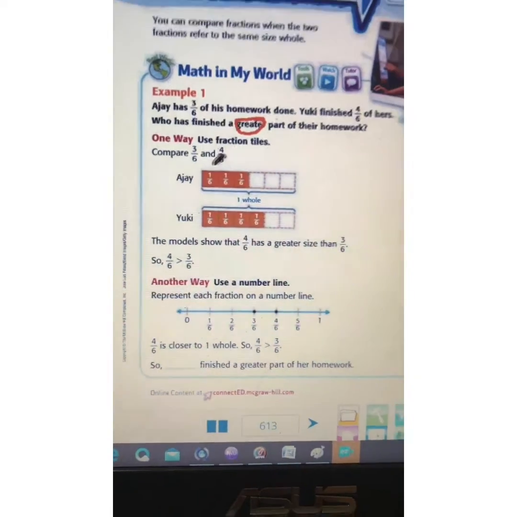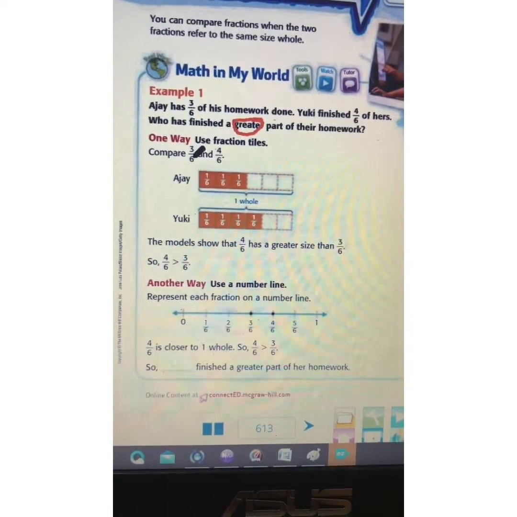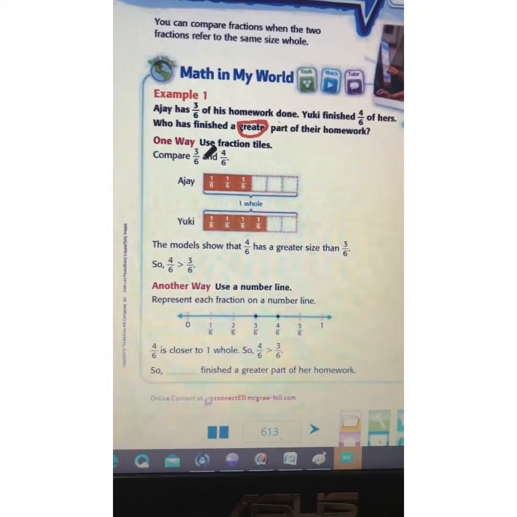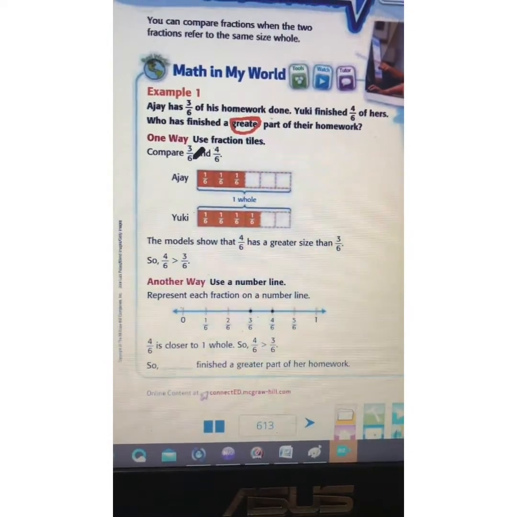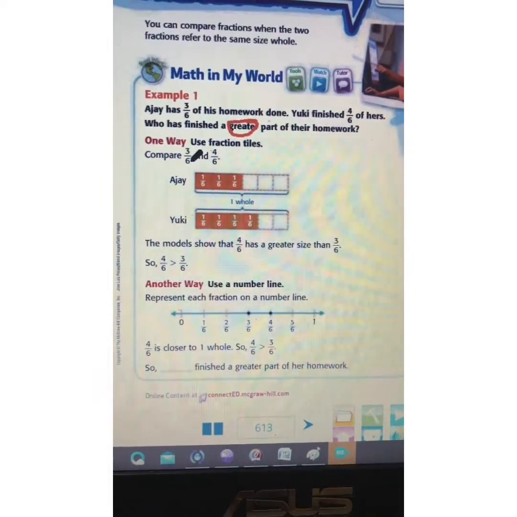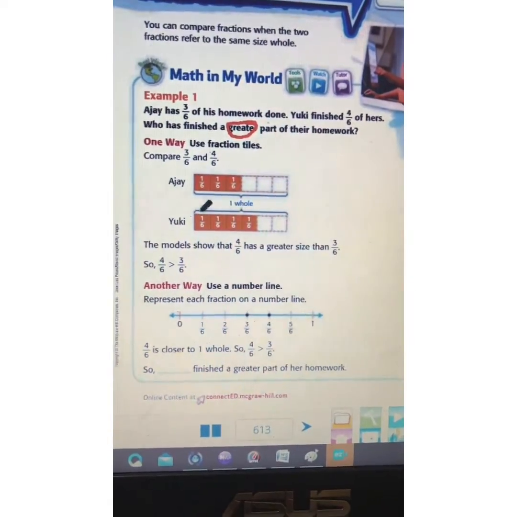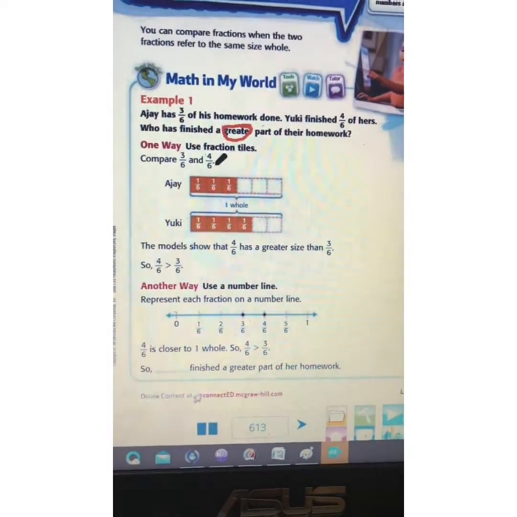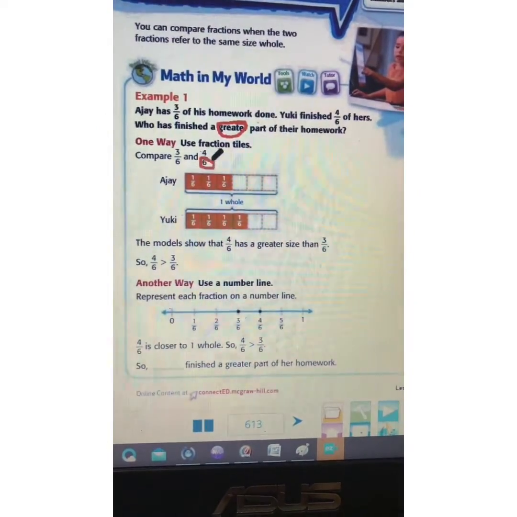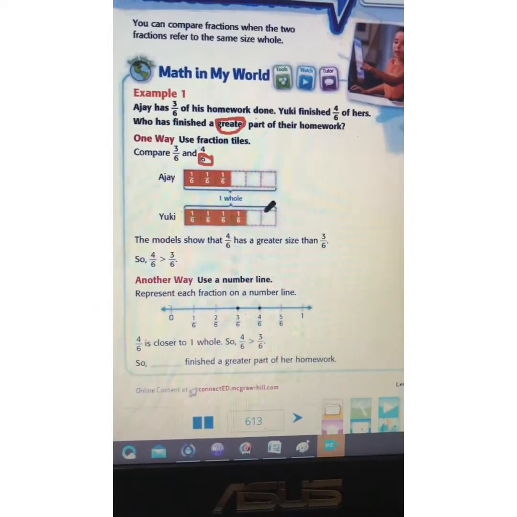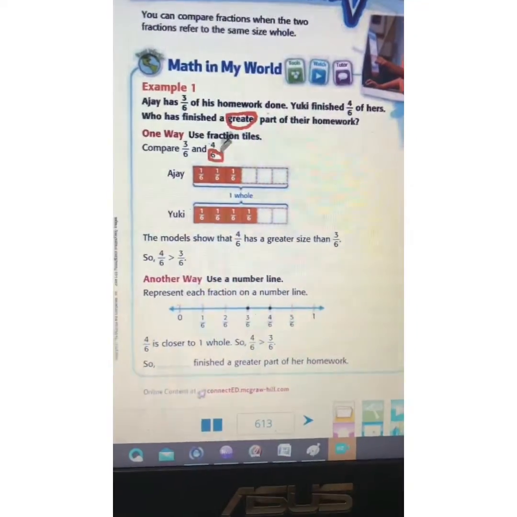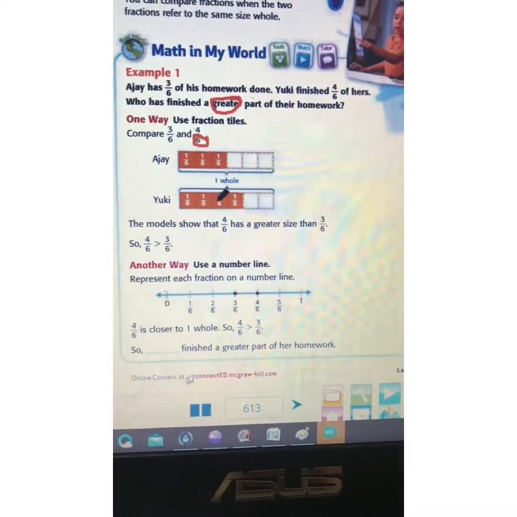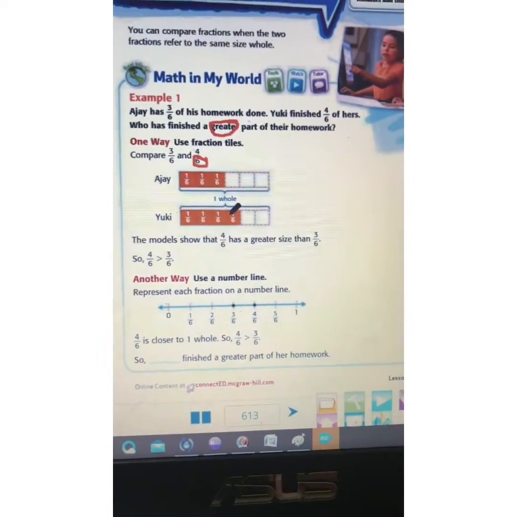That means for AJ, you will see that 3 boxes are shaded since it's 3/6. Understand? Now for Yuki, you will see also that the fraction tile is divided into 6 parts because the denominator of Yuki is 6. And the numerator is 4. That means there are 4 shaded parts. See, 1, 2, 3, and 4.